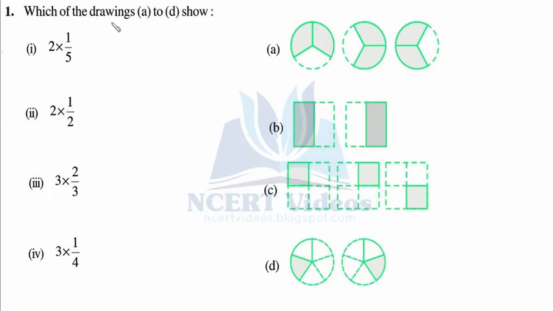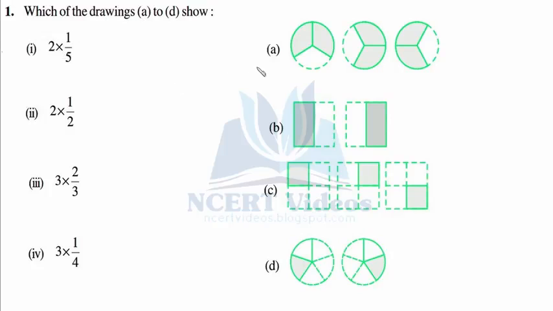Question 1. Which of the drawings A to D show? So we have to match this portion of fractions with the figures on the right hand side. So first of all, we will calculate it and then we will match accordingly. So here you can see 2 times 1 over 5.